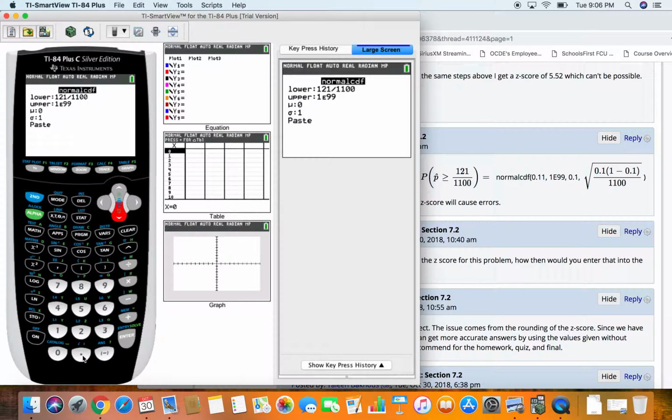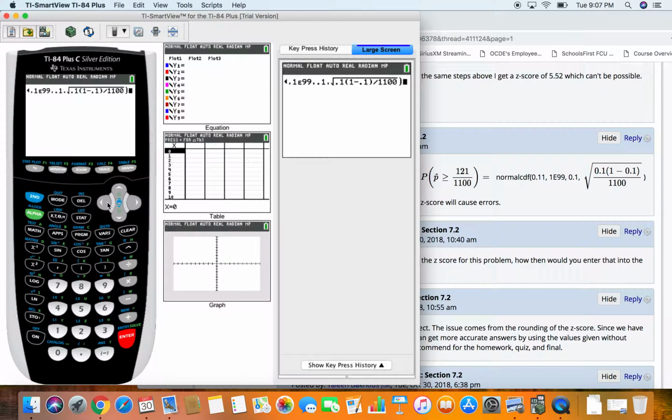Our mean again will be 0.1, that's our p-value, and our standard deviation will be the square root, and this will be 0.1 open parentheses 1 minus 0.1, close parentheses for the 1 minus 0.1 divided by our sample size, which is 1100, and then close parentheses for the square root, and we'll paste this.